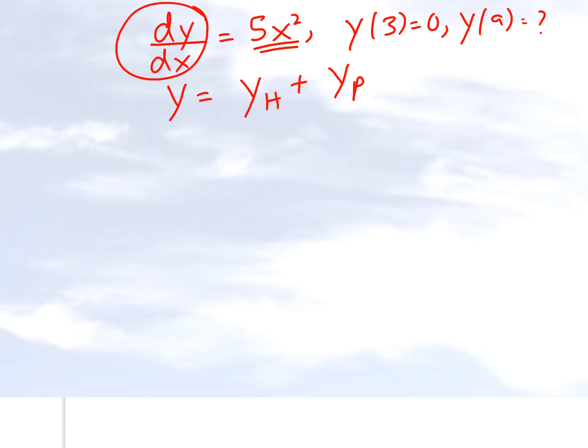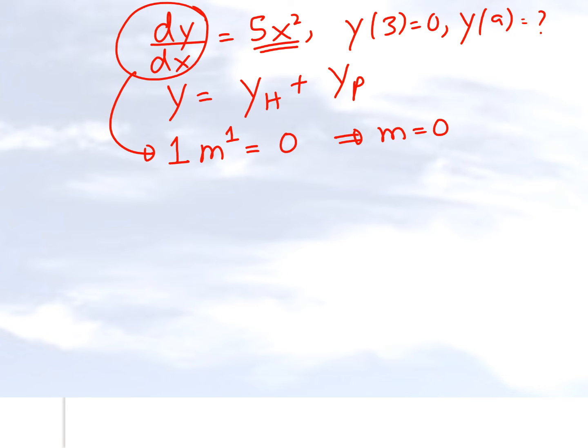So we know that the characteristic equation corresponding to the homogeneous part of this differential equation will be the coefficient of dy by dx, which is simply 1, and will be m to the power 1, which is the first derivative here, and that's it. It will be equal to 0, and that gives me m is equal to 0.